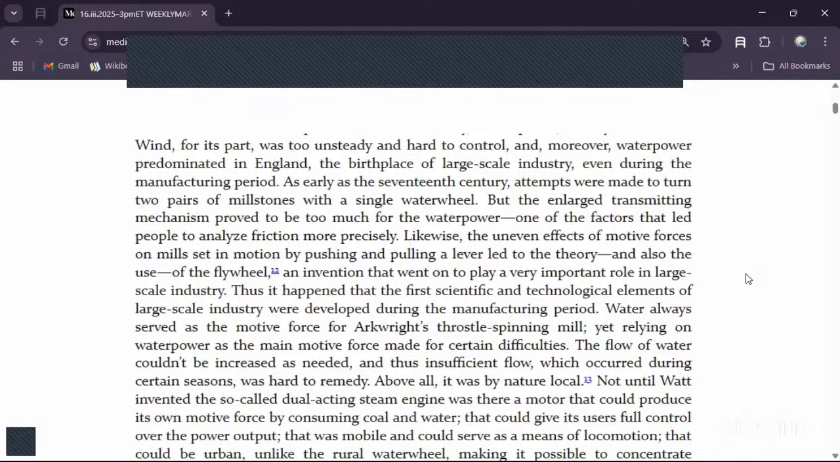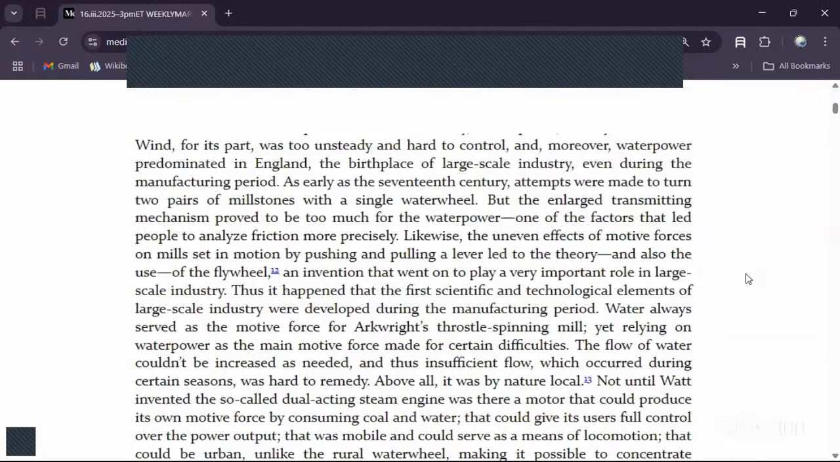transmitting mechanism proved to be too much for the water power, one of the factors that led people to analyze friction more precisely. Likewise, the uneven effects of motive forces on mills set in motion by pushing and pulling a lever led to the theory and also the use of the flywheel, an invention that went on to play a very important part in large-scale industry. Thus, it happened that the first scientific and technological elements of large-scale industry were developed during the manufacturing period.